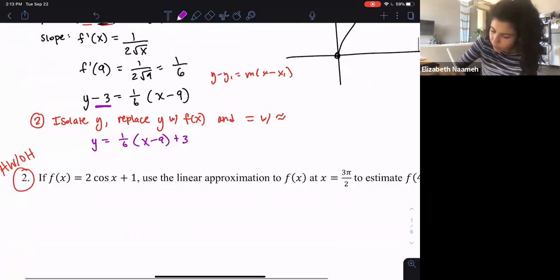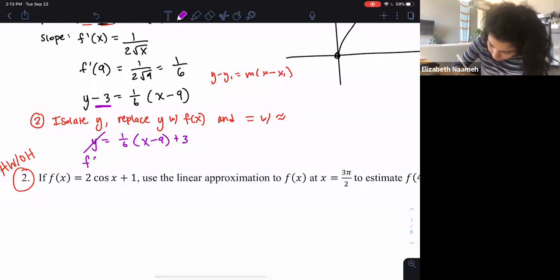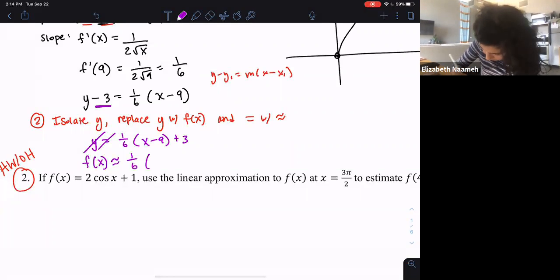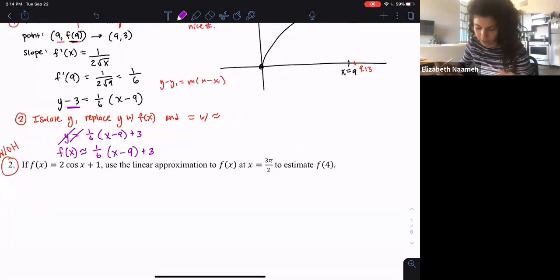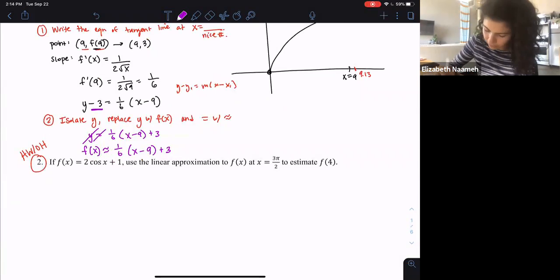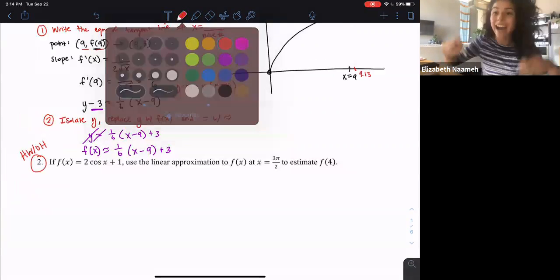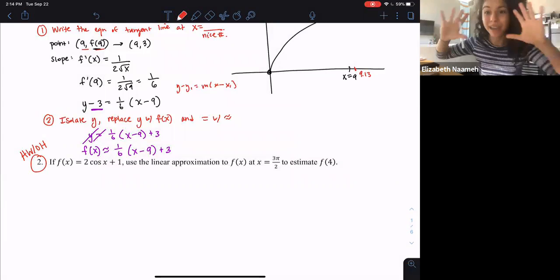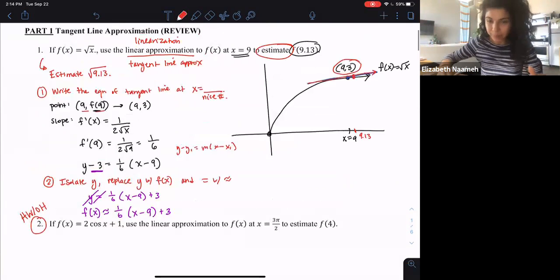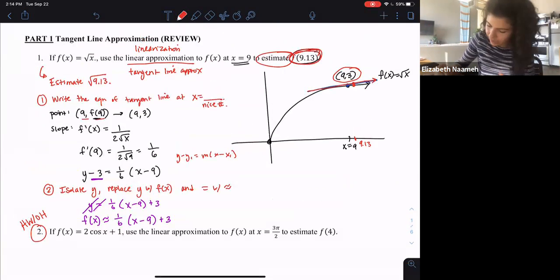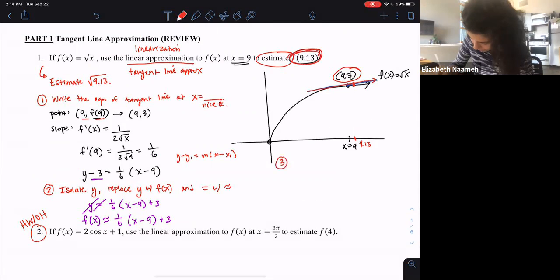Okay, now I want to replace y with f of x and the equal sign with an approximation symbol. Here, nothing clever is happening. We're just saying it's an approximate value. Now we have our tangent line approximation. Now we simply need to plug in 9.13. So step 3 is plug in x equals, and this will be our weird value.